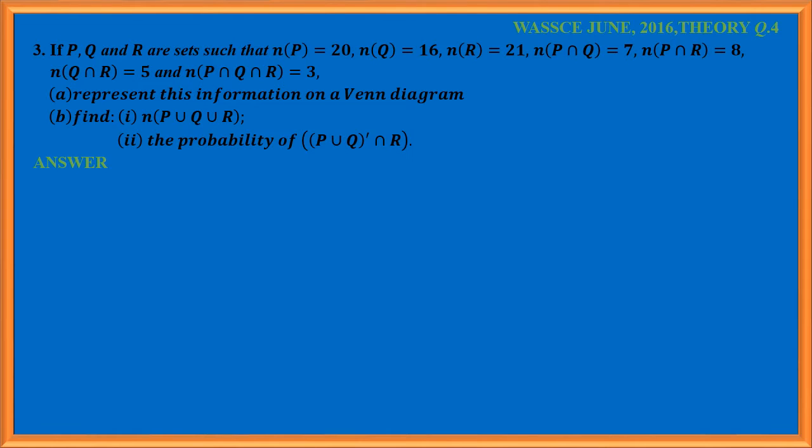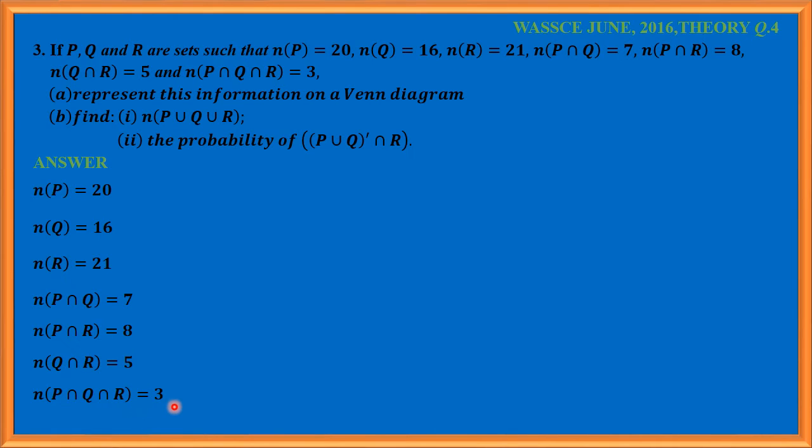To find a solution to this particular problem, first of all, we need to extract the information from this problem. We have number of P to be 20, number of Q, number of R, number of P intersection Q, number of P intersection R, number of Q intersection R, number of P intersection Q intersection R.